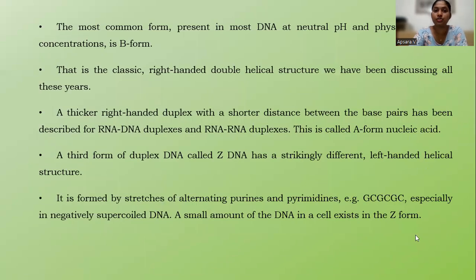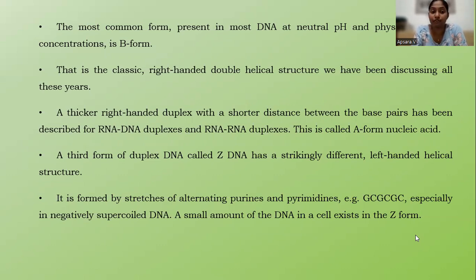Now, the most common form present in most DNA at neutral pH and physiological salt concentration is the B form. The Watson and Crick model that we have studied already is the B form of DNA. So it is a classic right-handed coiled double helical structure. A thicker right-handed duplex with a shorter distance between the base pairs has been described for RNA-DNA duplexes and RNA-RNA duplexes. This is what is referred to as A form nucleic acid.